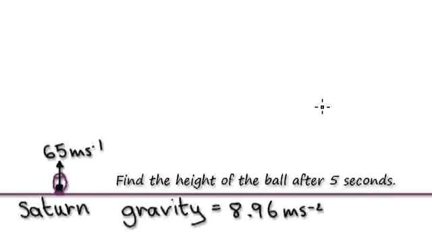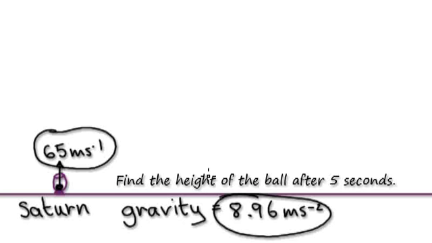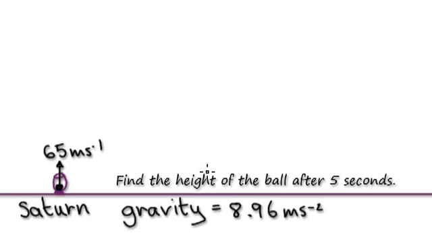Okay, see if you can do this problem here. I'm now going to put you on Saturn. You're going to fire a cannonball at 65 meters per second. Gravity on Saturn is this, and find out the height of the cannonball after 5 seconds. So this is all that you're given.